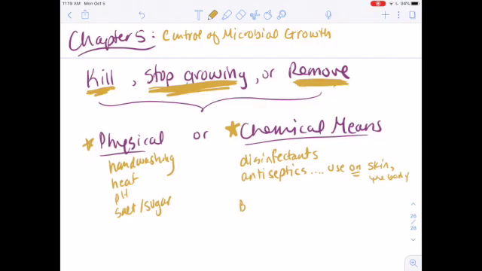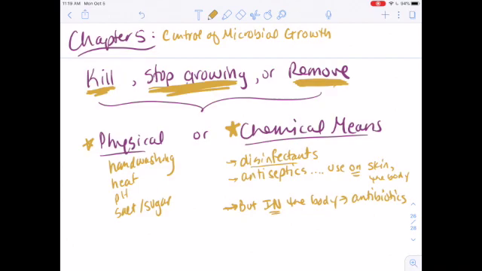But in the body, we use antibiotics. So while those antibiotics fall under chemical means, we're not going to consider them right now. We're just going to be considering disinfectants and antiseptics, disinfectants that you use like on a surface, or antiseptics that you would use on your skin. So antibiotics taken internally, that's a whole different ball game.